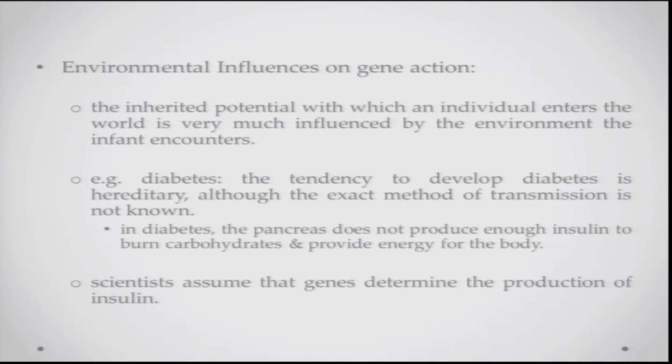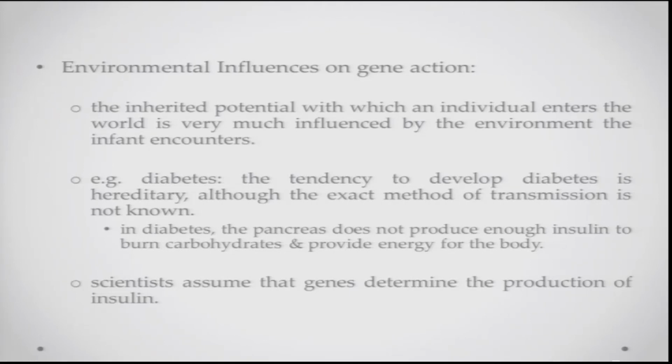The inherited potential with which an individual enters the world, the genetic makeup, is also very much influenced by the environment it encounters. One of the examples that I have taken is the disease called diabetes. Now, the tendency to develop diabetes is hereditary in a lot of people, although the exact method of transmission is not really known. In diabetes, the pancreas is not producing enough insulin to burn the carbohydrates and provide energy for the body. So there is residual sugar floating in the blood and causing a lot of damage.